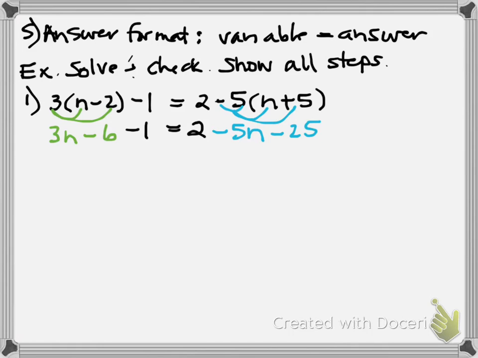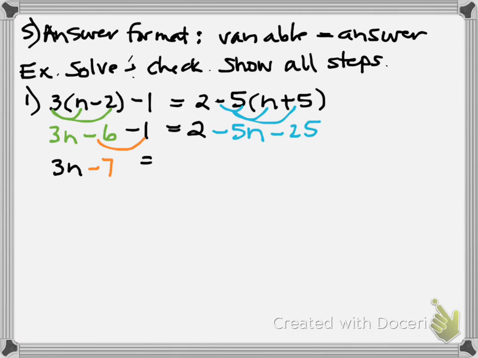But look what you end up having. You end up having some like terms. So what we're going to do is combine them. So on the left side, the like terms happen to be constants. So we're going to go ahead and do their math. And we get 3n. The signs are the same, so we're going to add, and we get negative 7.